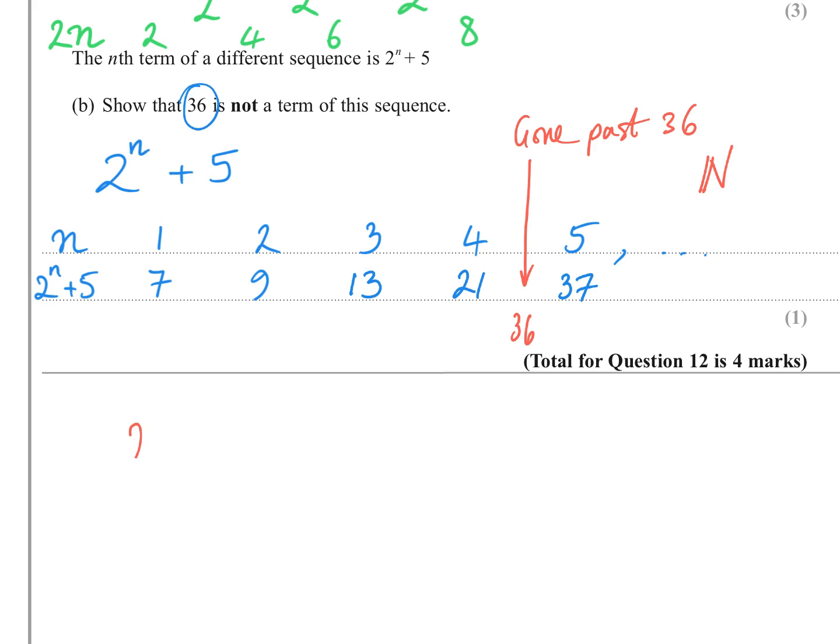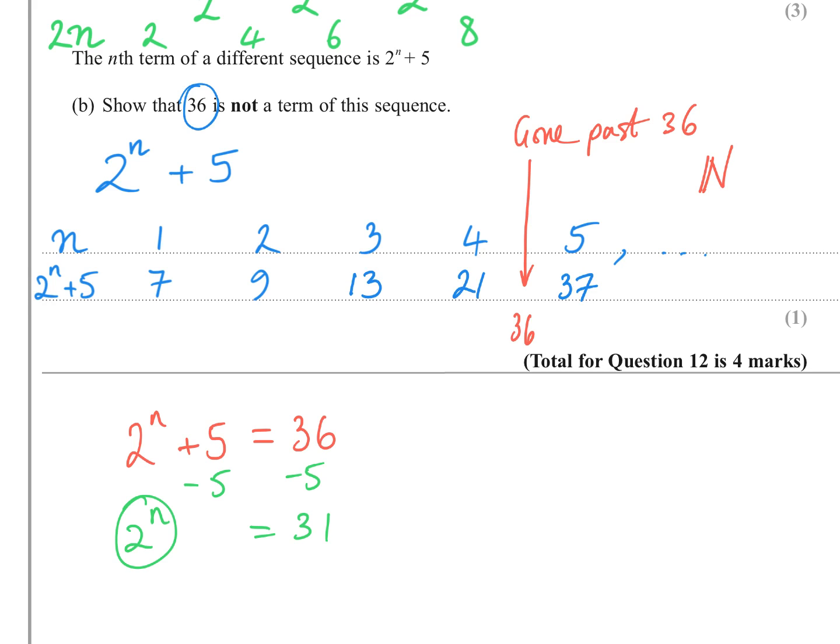So one way is to say, well, is 2 to the n plus 5 equal to 36? Does that give us any information here? Well, we can try and take 5 from both sides, and then we'd get 2 to the power of something is 31. Well, 2 to the power of n means that you're taking the number 2 and you're looking at it successively timesing by itself.